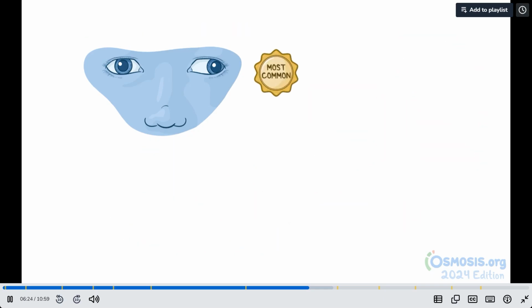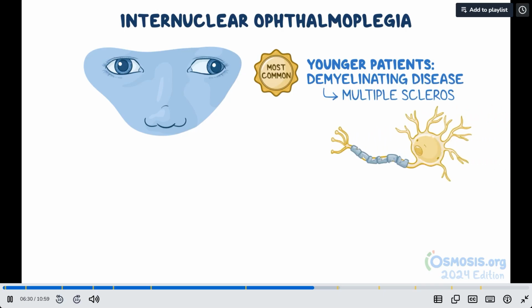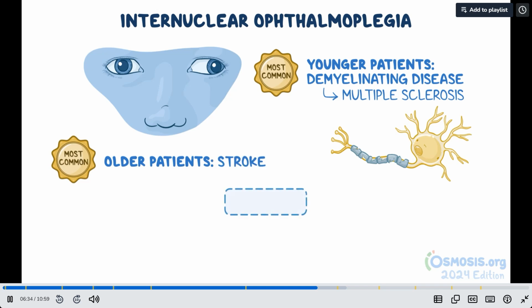The most common cause of internuclear ophthalmoplegia in younger patients is demyelinating disease, such as multiple sclerosis, while the most common cause in older patients is stroke. A brain MRI will help with your diagnosis.